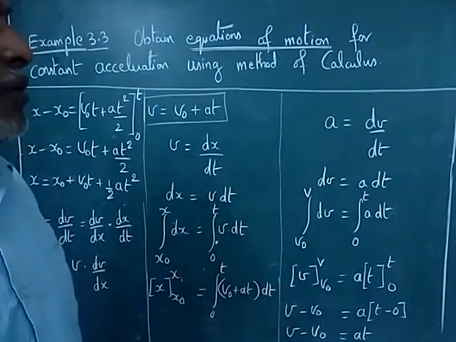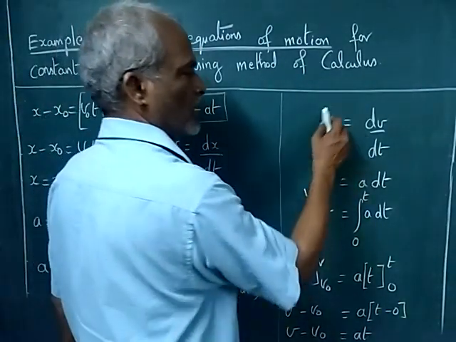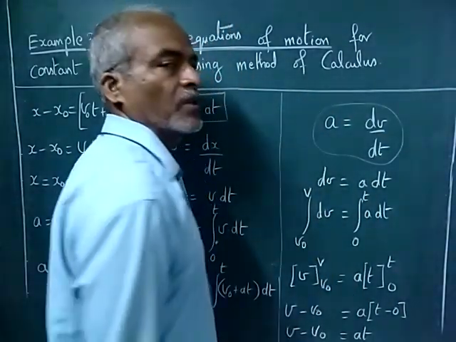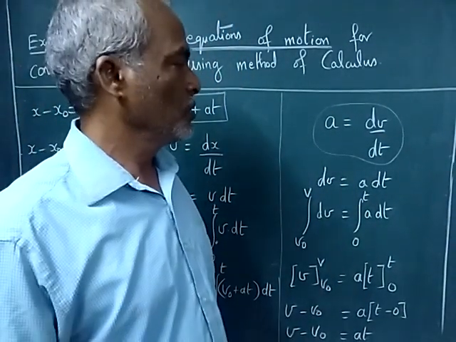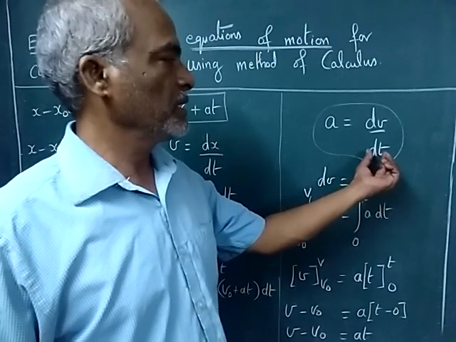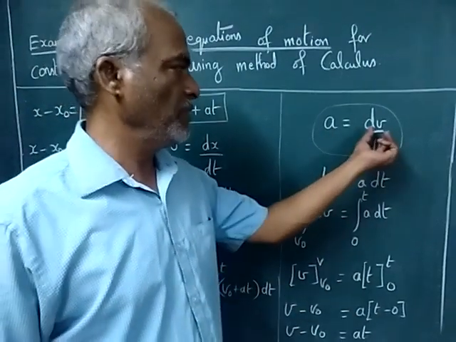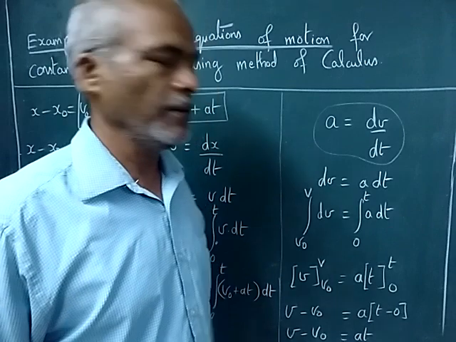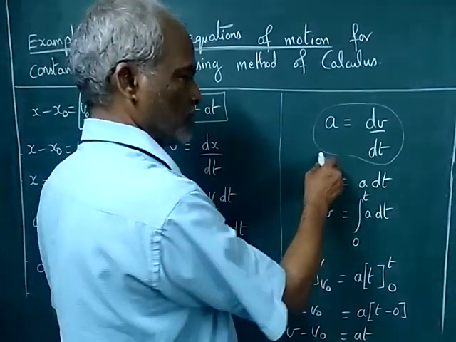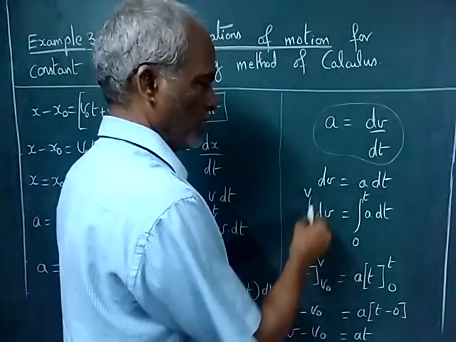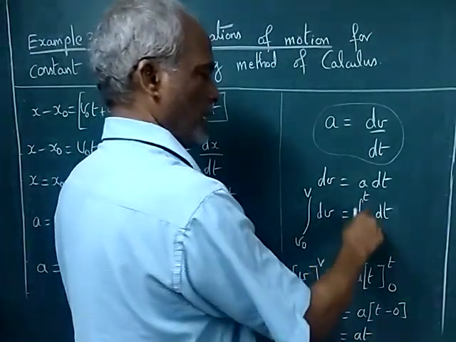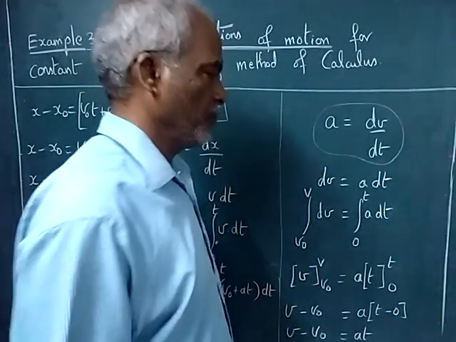Now we know acceleration is equal to dv by dt, the rate of change of velocity. So what you do is bring this dt to this side. So dv is equal to a into dt. Now you integrate both sides: integrating dv, integrating a into dt.